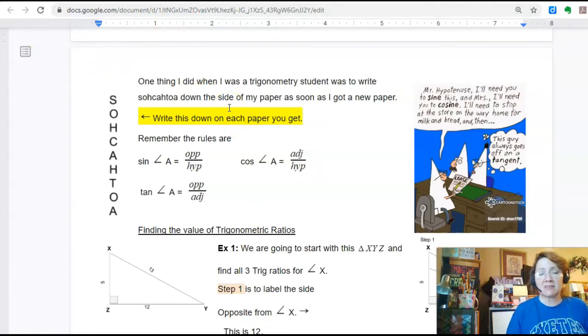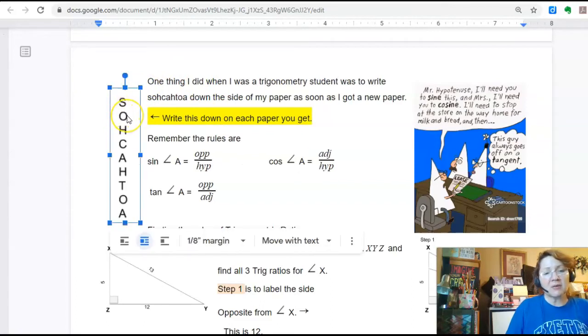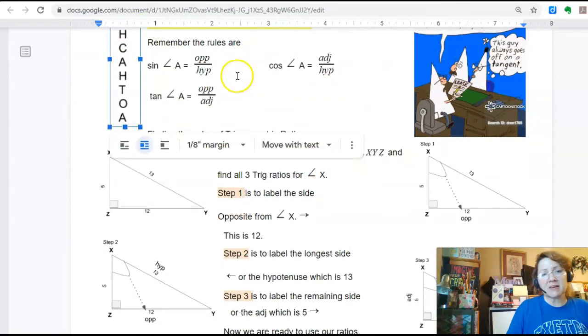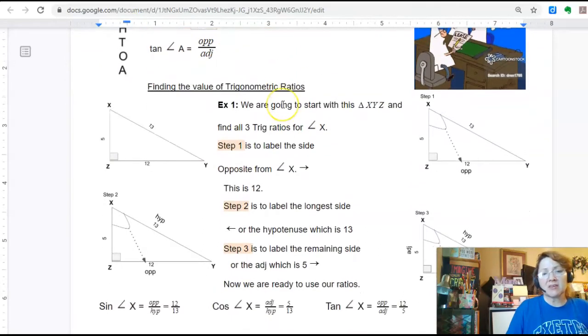Because that's a very good thing to remember. So remember, I'm going to go over this. You've got your S for sine, your O for opposite over hypotenuse, C is your cosine, adjacent over hypotenuse, T is your tangent, opposite over adjacent. So that's a good way to remember it. That's SOHCAHTOA. So let me just get it off there.